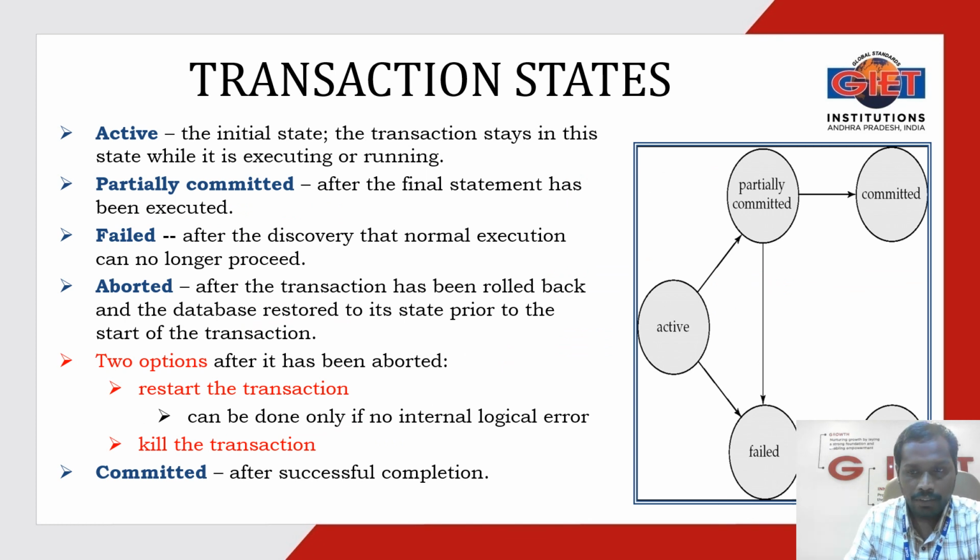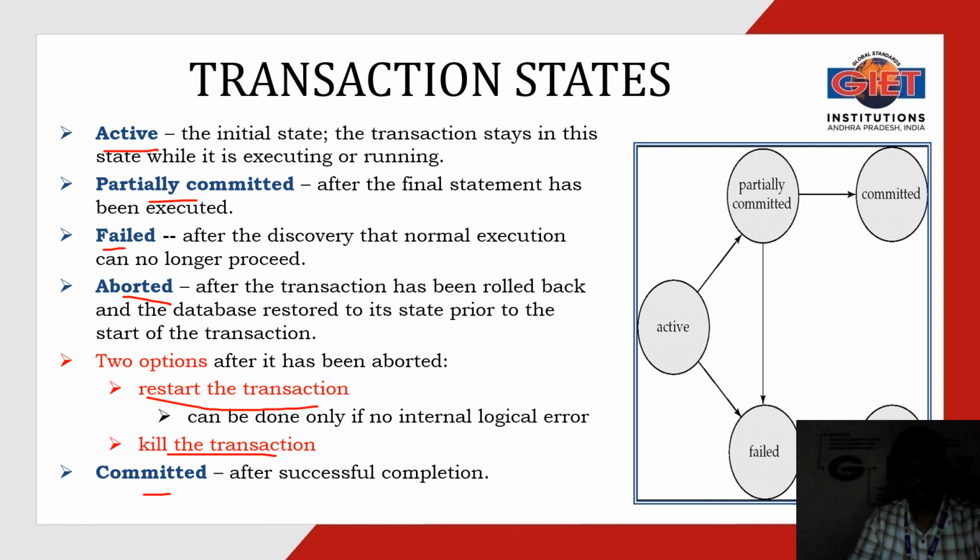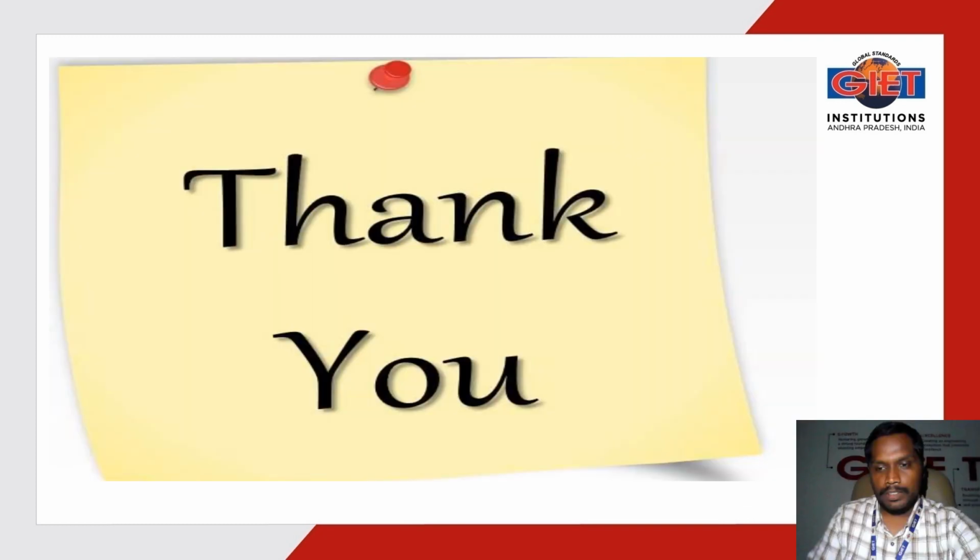Here is another concept, the definition of transaction states, where you can see that the transaction states are active, partially committed, failed, aborted, and then committed. Under aborted, there are two possible options, that is restart the transaction or kill the transaction. That is 0% or 100%. So this is the diagram to understand the transaction states. By this, we have concluded all the basic properties of a transaction, that is atomicity, consistency, isolation, and durability.